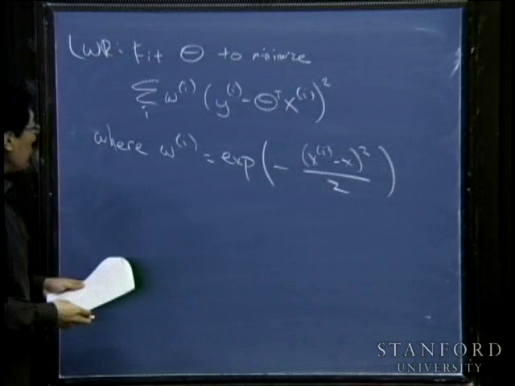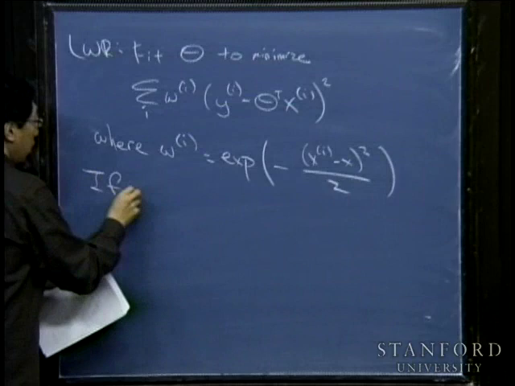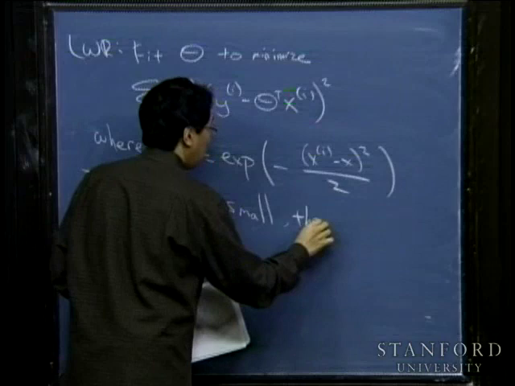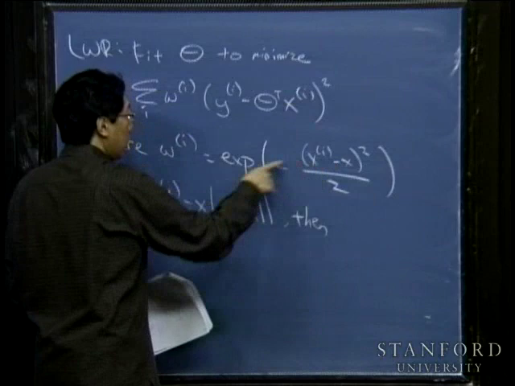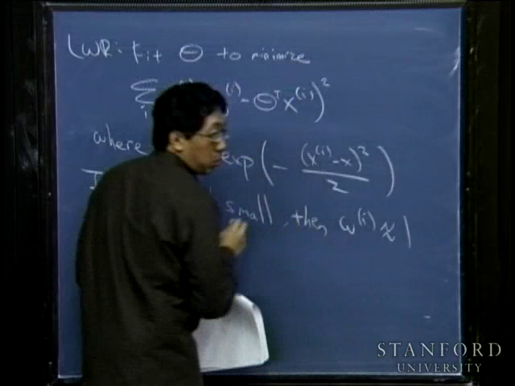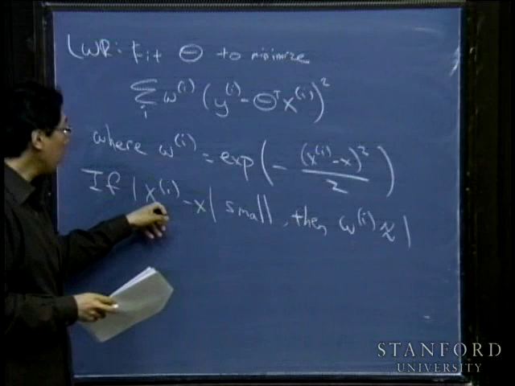So notice that suppose you have a training example x^(i) that is very close to x. So if x^(i) minus x is small, if it is close to 0, then this is e to the minus 0, and e to the 0 is 1. So if x^(i) is close to x, then w^(i) will be close to 1. In other words, the weight associated with the i-th training example will be close to 1 if x^(i) and x are close to each other.